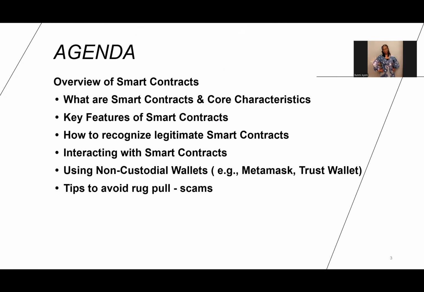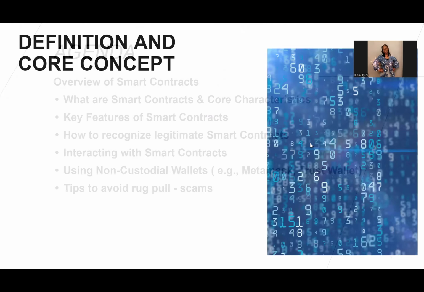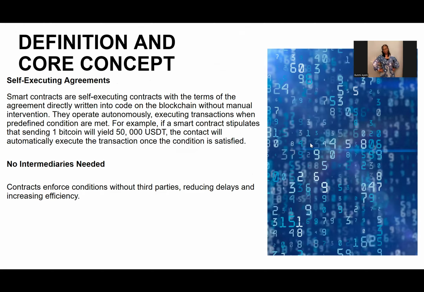So the agenda for today is an overview of smart contracts: what are smart contracts and their core characteristics, the key features of smart contracts, how to recognize legitimate smart contracts, interacting with smart contracts using your non-custodial wallet, e.g. MetaMask, Trust Wallet, SafePal, and tips to avoid rug pulls or being scammed. All right, so definition and core concept.